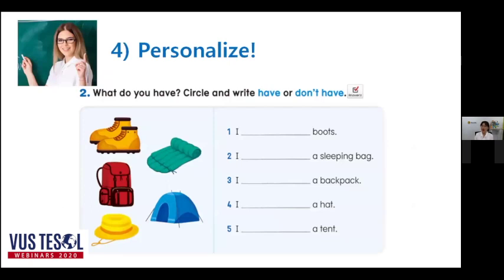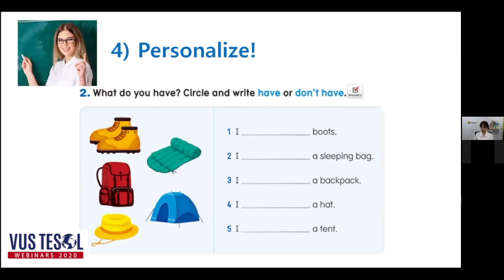Why don't we personalize it? Okay, we can do personalization activity. So let's look at this activity. What do you have? Circle and write have or don't have. Now let's look at the pictures first. Hiking boots, sleeping bag, backpack, and a hat, and a tent.